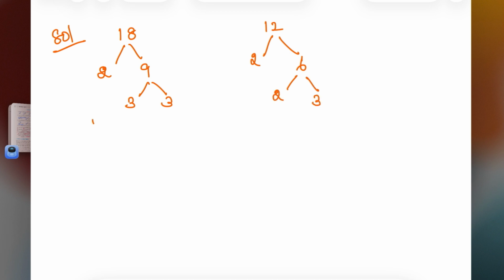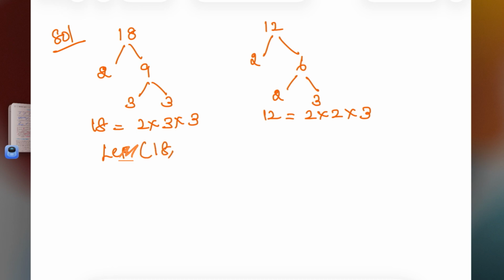Solution: first one is 18, the other one is 12. On dividing 18 by 2 we get 9, then 3 and 3. For 12, on dividing by 2 we get 6, then 2 and 3. So the factors of 18 are 2 into 3 into 3. The factors of 12 are 2 into 2 into 3. Here we have to find the LCM of 18 and 12.